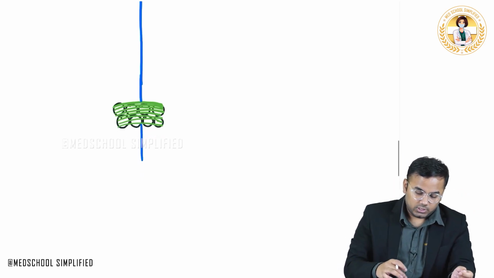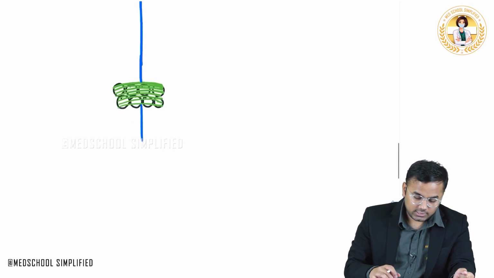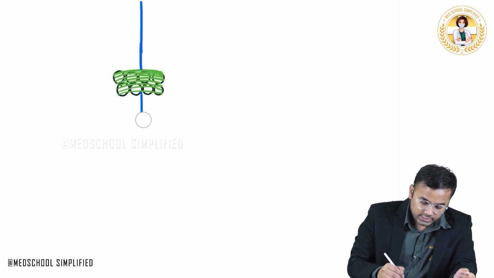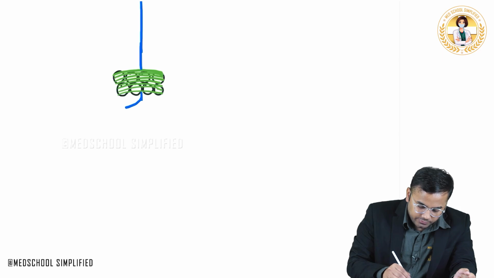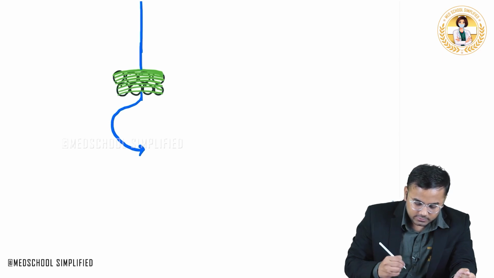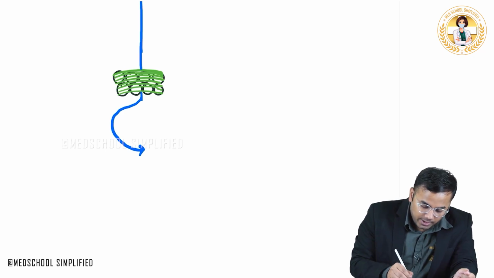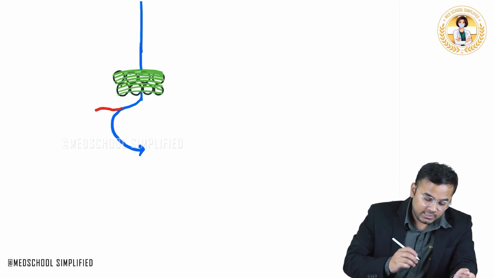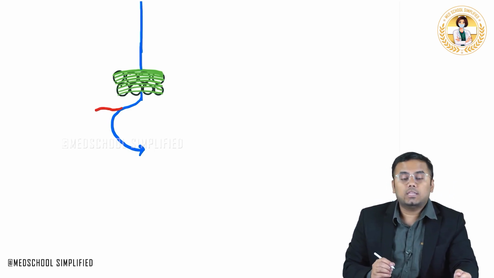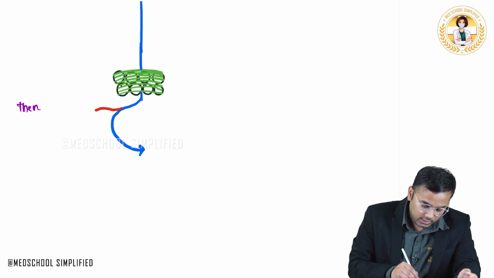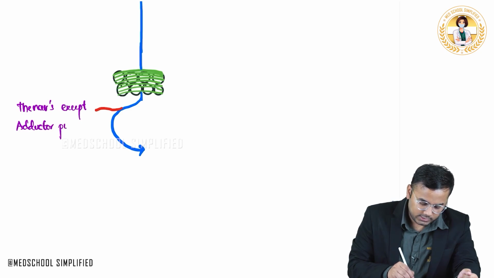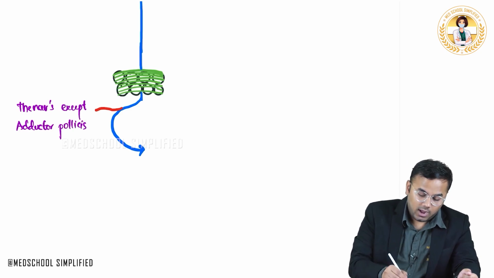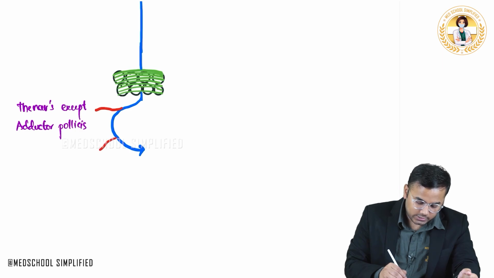So the median nerve is coming, passing below like this, and as I already told you, once it enters here, it will start giving branches. It will make a turn like this. In this turn, it gives out its first branch, and these branches supply the thenar muscles. So it supplies all thenars except adductor pollicis.